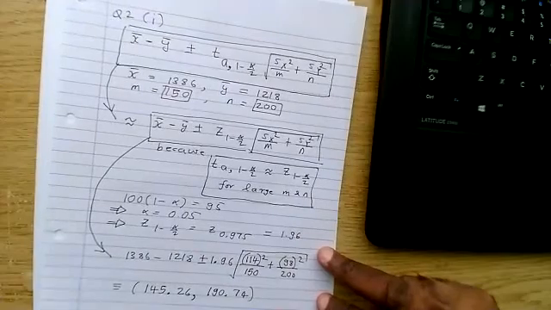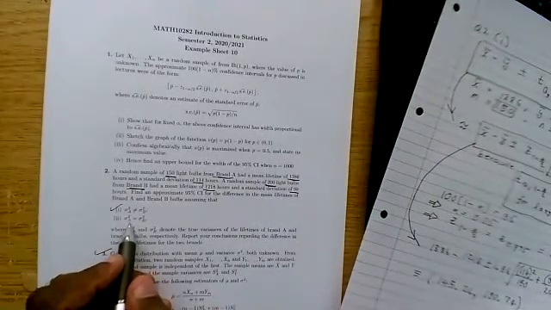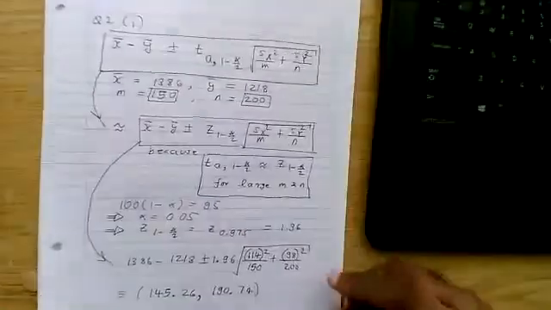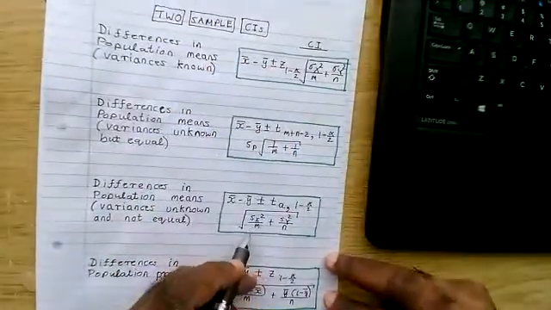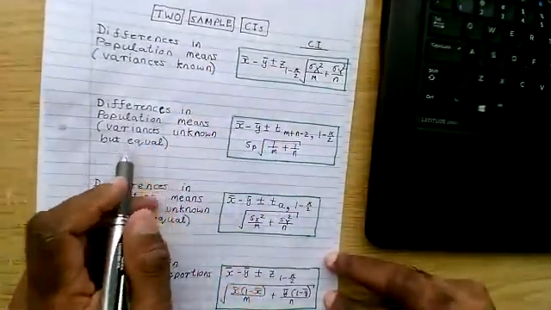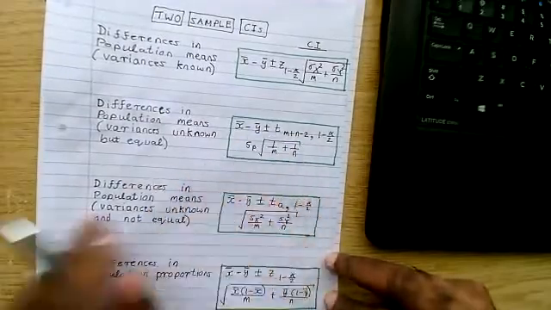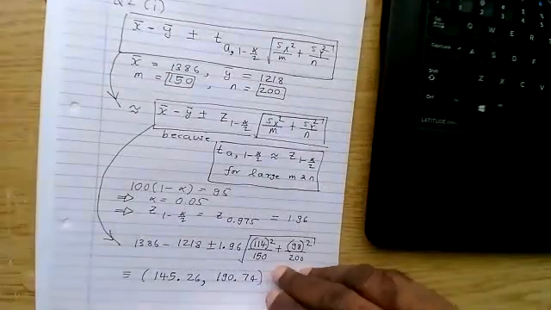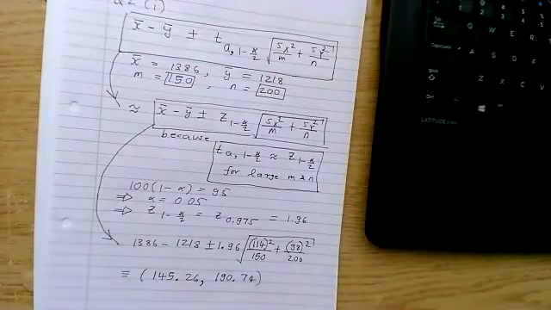All right, so I'm done with part 1. Now, part 2 is asking you to do the same thing, assuming that the variances are equal. In this case, if you go back to the formula sheet, the only one of these three where we are assuming that the variances are equal is this one. So we need to use this formula here to do part 2. Let me show you how to do it.